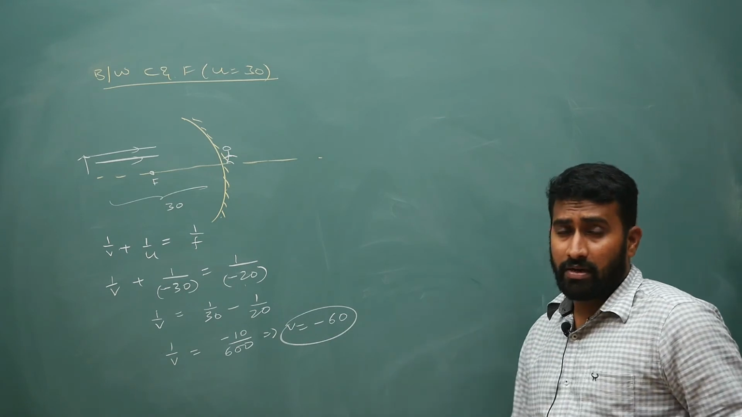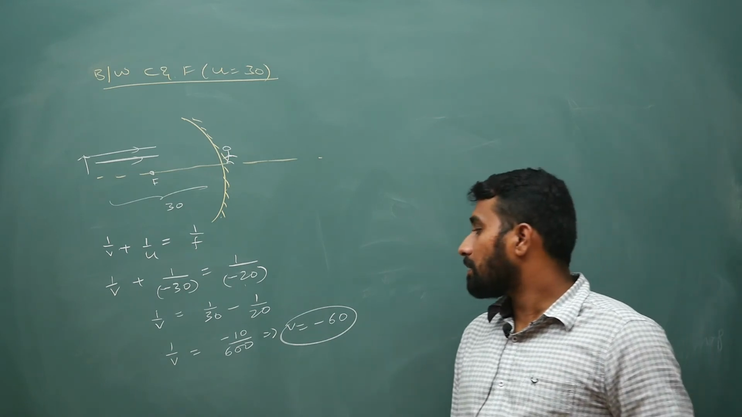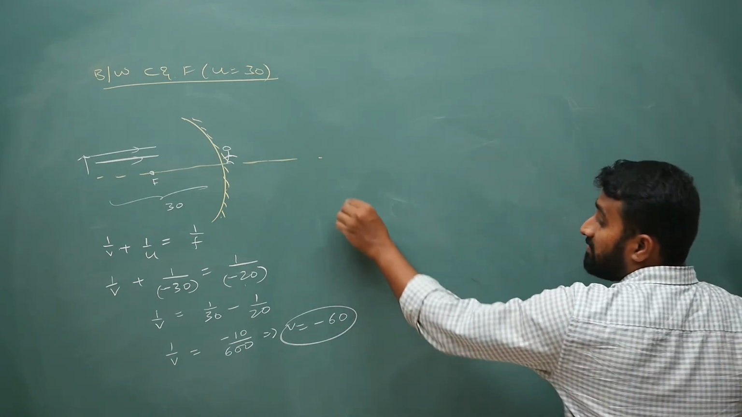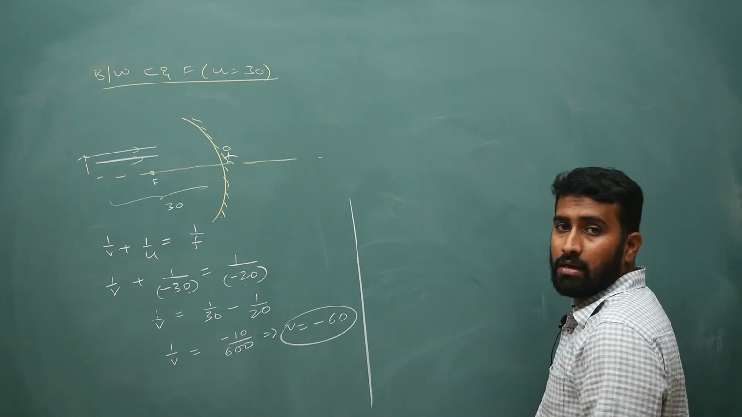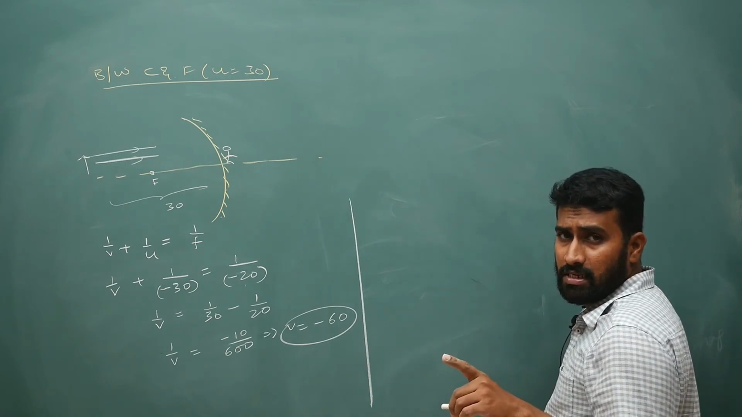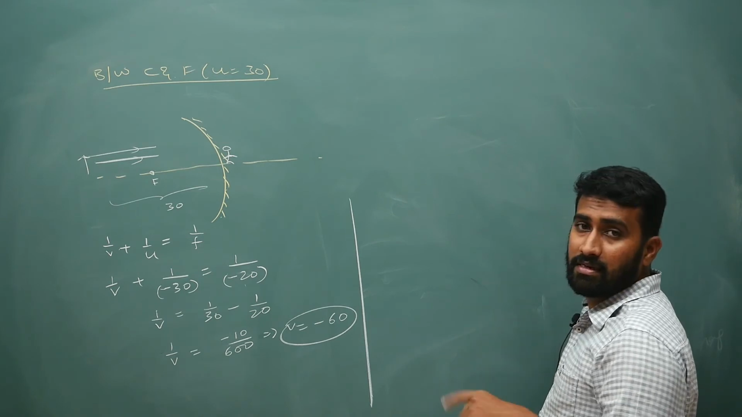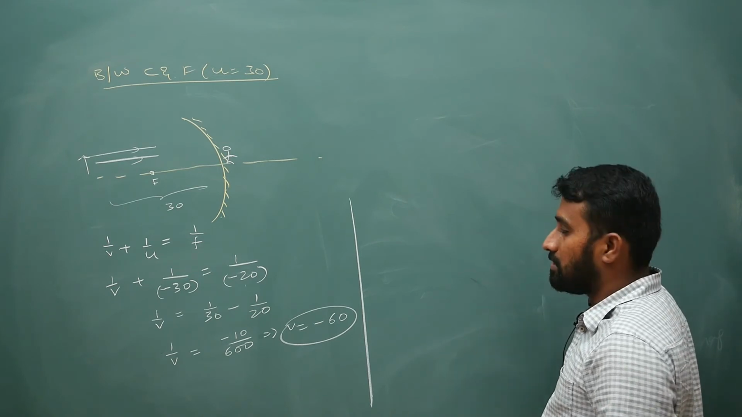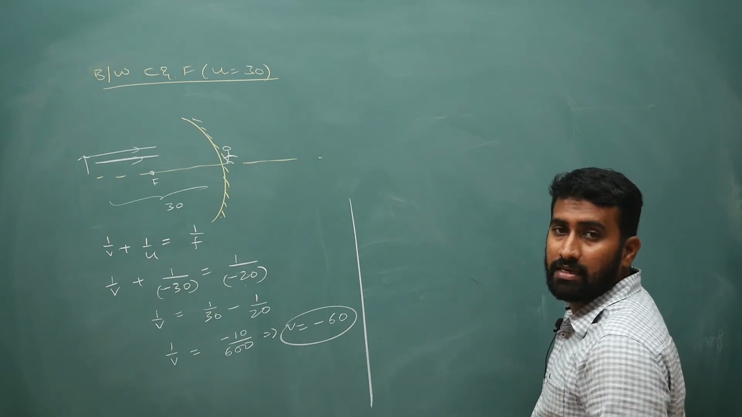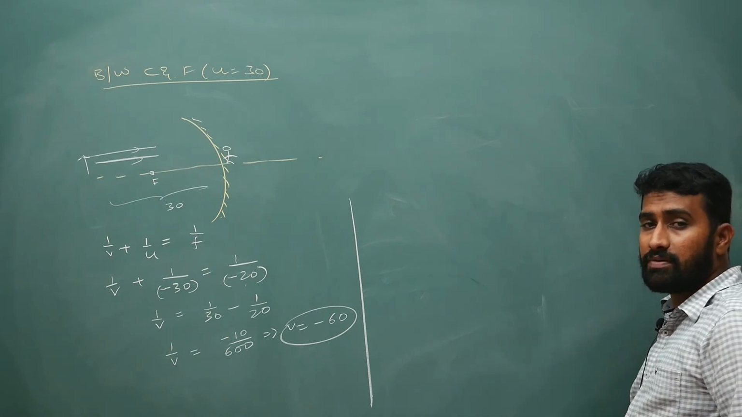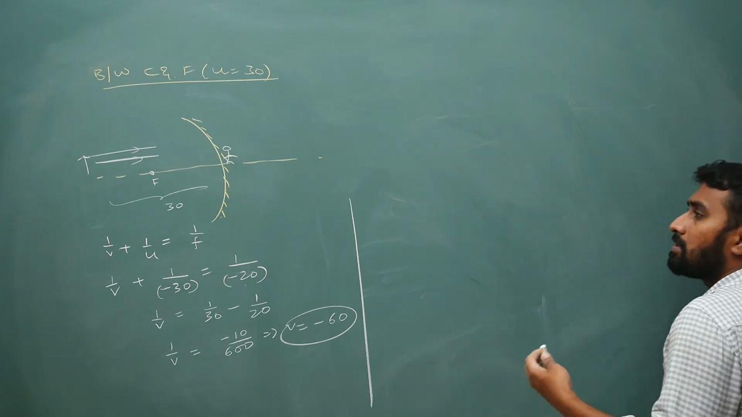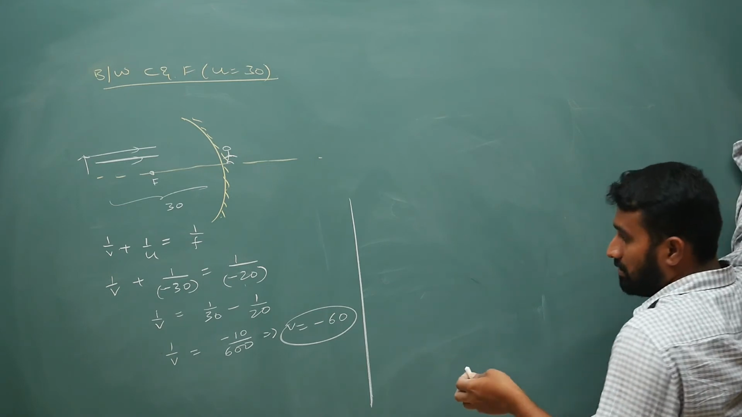So if you observe carefully, okay, an important property will be derived, that is light follows reversibility of path. When you are placing object at 60, you got the image at 30. When you are placing the object at 30, you are getting the image at 60. Okay, so from this I can clearly state light follows reversibility of path. Okay, so that part we will come to that again.